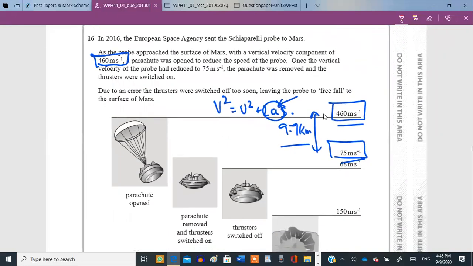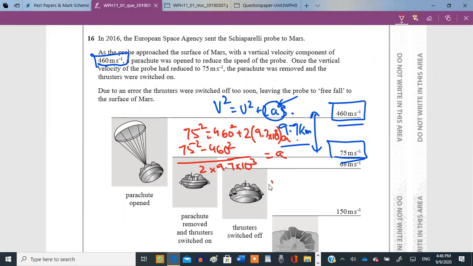So, using this method, final velocity, which is 75 squared, equals initial velocity, which is 460 squared, plus 2 times acceleration times distance. It's 9.7 kilometers, so multiplied by 10 cubed. Get a value for a, please. 75 squared minus 460 squared divided by 2 times 9.7 times 10 cubed. What's the answer to this?